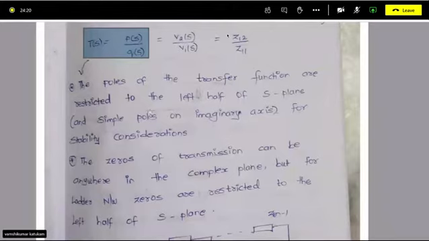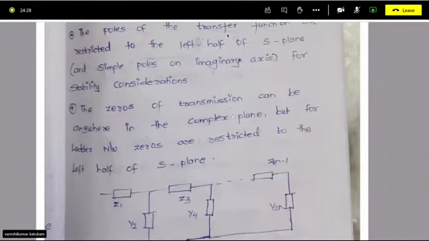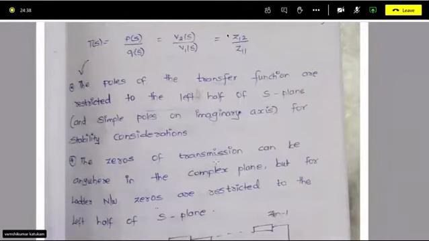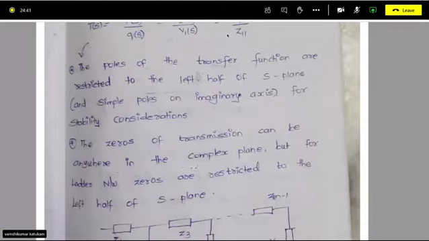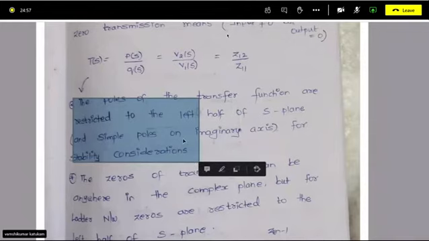Coming to zeros, the zeros of transmission, meaning the zeros of this transfer function, can be anywhere in the complex plane. But for ladder networks, zeros are restricted to the left half of the S plane. So zeros can be in the right half or left half, but poles should be in the left half, and they should be simple poles on the imaginary axis.